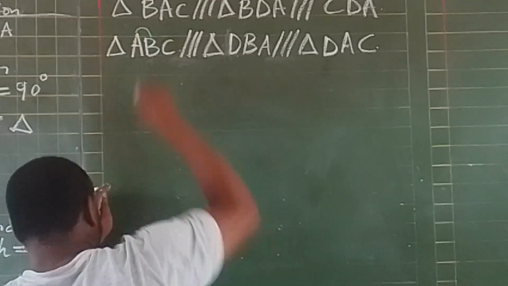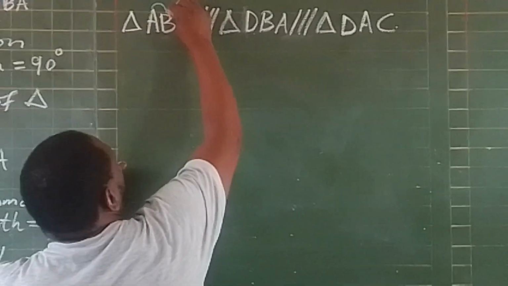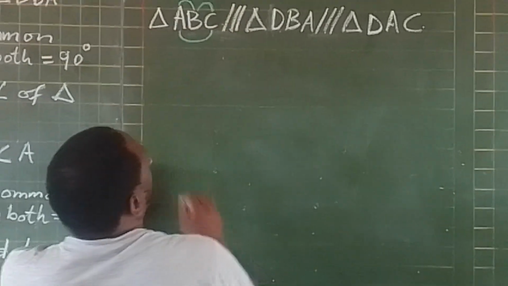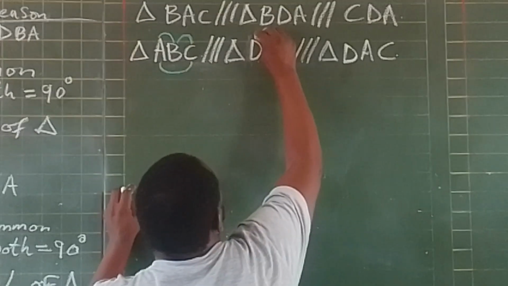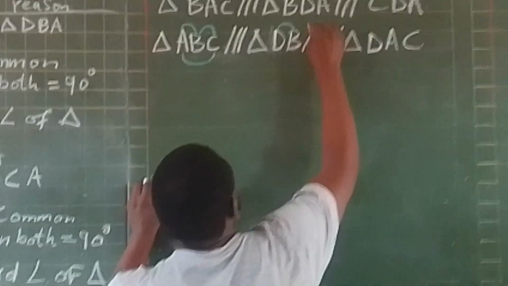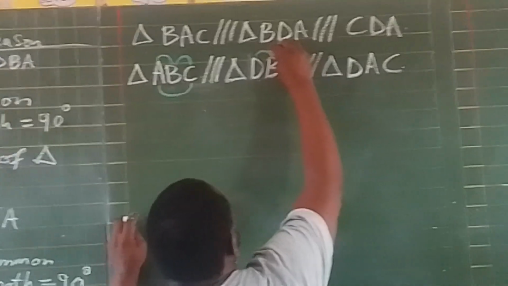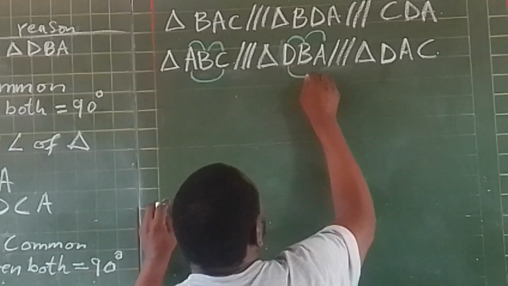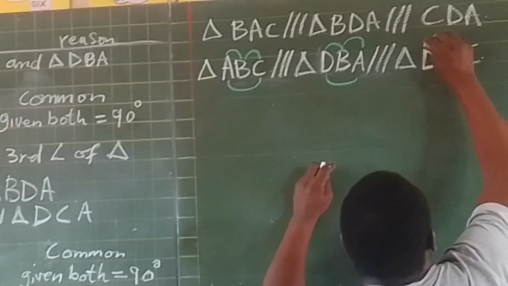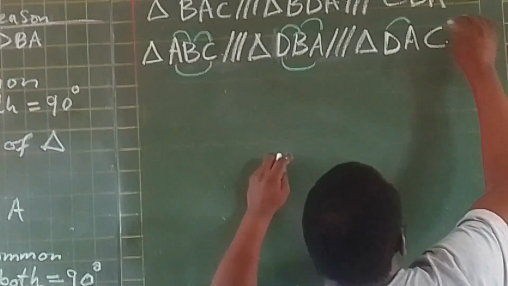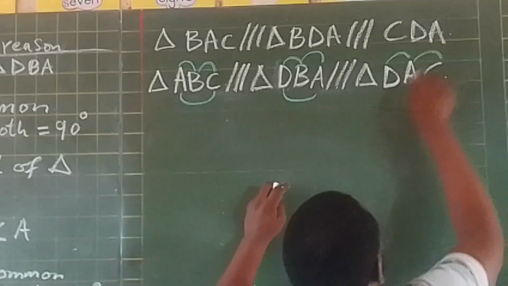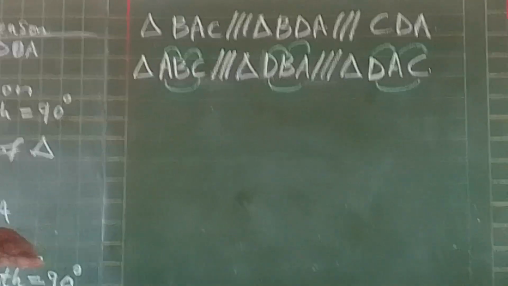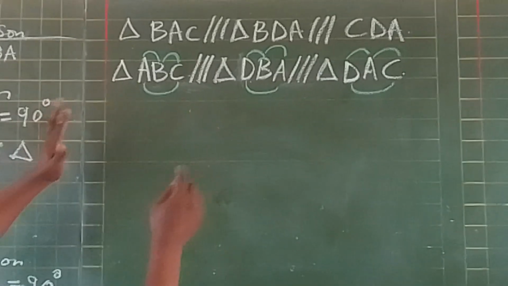A, B, B, C, A, C, D, A, DB, BA, and AC. DA, AC, and DC. Now, let's put that in proportionality.